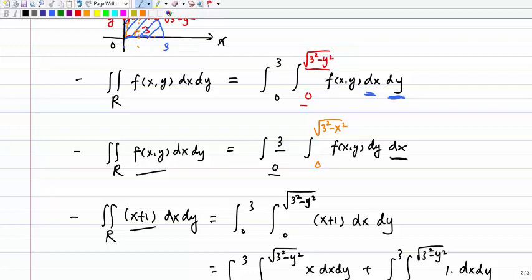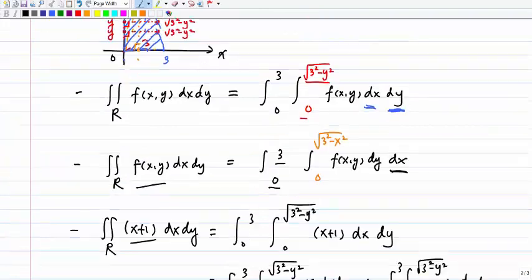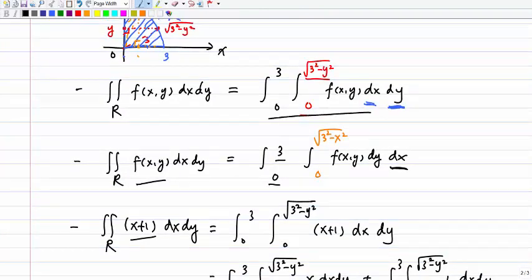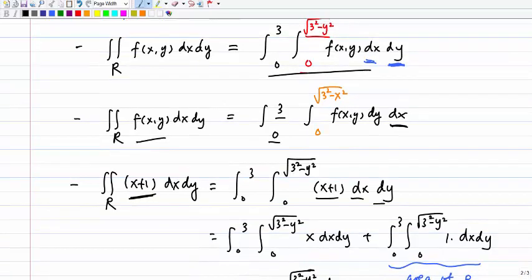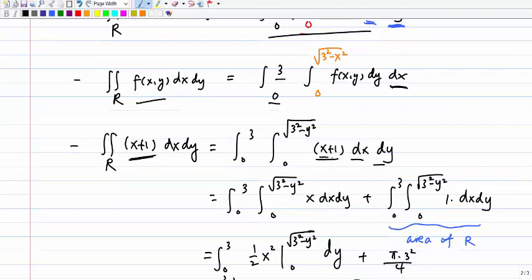To compute that, according to what I did over here, this is just given by integrating from 0 to 3 and integrating from 0 to square root of 3 squared minus y squared, this one replaced by x plus 1, dx dy. I'm doing some trick over here because I'm going to split them: the integration over x only and the integration over 1. The reason I'm doing that is because once we have 1, this is just the area of that.